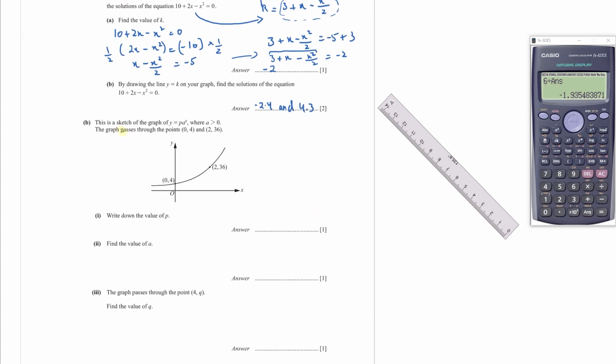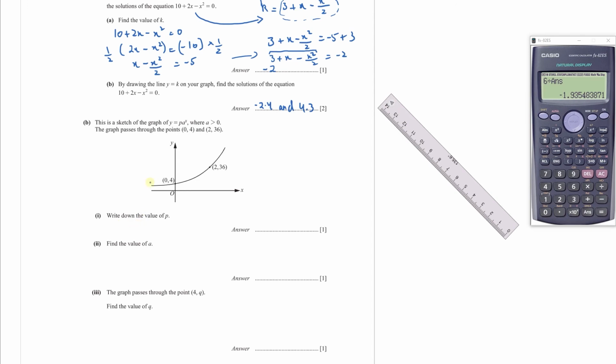Part B is: this is a sketch of graph y equals to p a power x where a is greater than 0. The graph passes through the points 0, 4 and 2, 36. Write down the value of p. So you know the equation, you can substitute this x and y value into the equation to get the value of p, because here x is 0, so a power 0 will be 1. So you can eliminate this variable a.